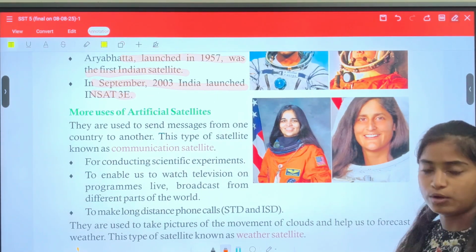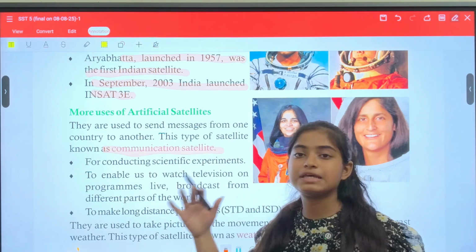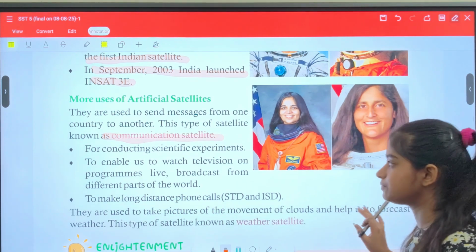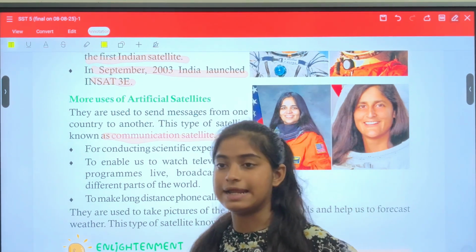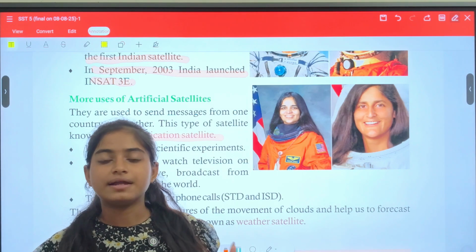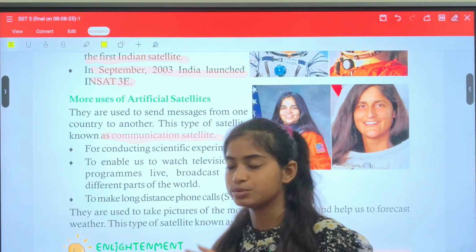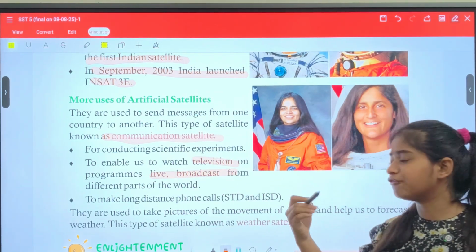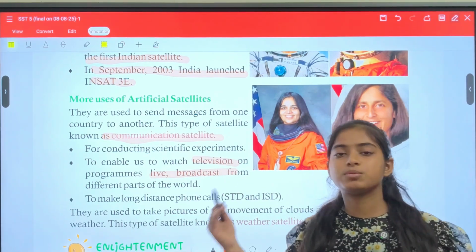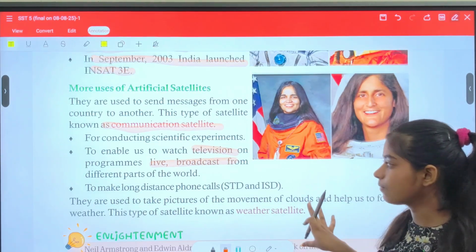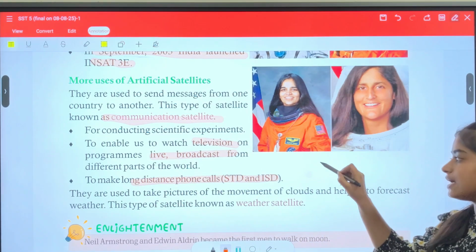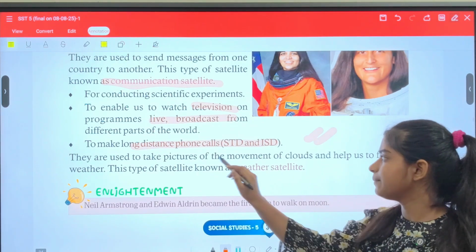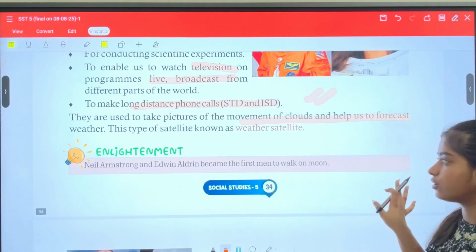So, artificial satellites are very important because these are the base of communication satellites. Okay, for conducting scientific experiments, that means if we have satellites, then we are able to see space and study more about the universe through these satellites, and we are able to watch television programs and live broadcasts of different parts of the world. This is because of artificial satellites. Clear? Now, to make long distance phone calls, STD and ISD, this is because of artificial satellites. Okay, they are also used to take pictures of the movement of clouds and help us forecast the weather.